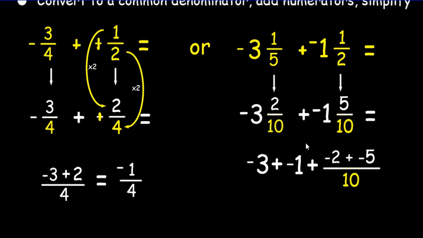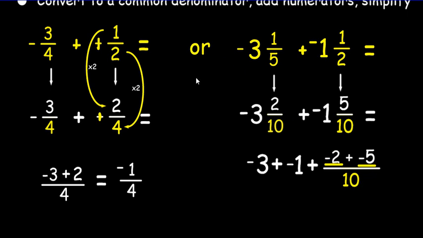The reason that we have a negative 2 and a negative 5 here is because when we have the number negative 3 and 2/10, we have to remember this whole value is negative, not just the whole number, but the whole number and the fraction. Same over here. The negative 1 and 5/10, not just negative 1 is the negative, but both parts, the whole number and the fraction, are negative. And that's why the negative 2 and the negative 5 appear here.